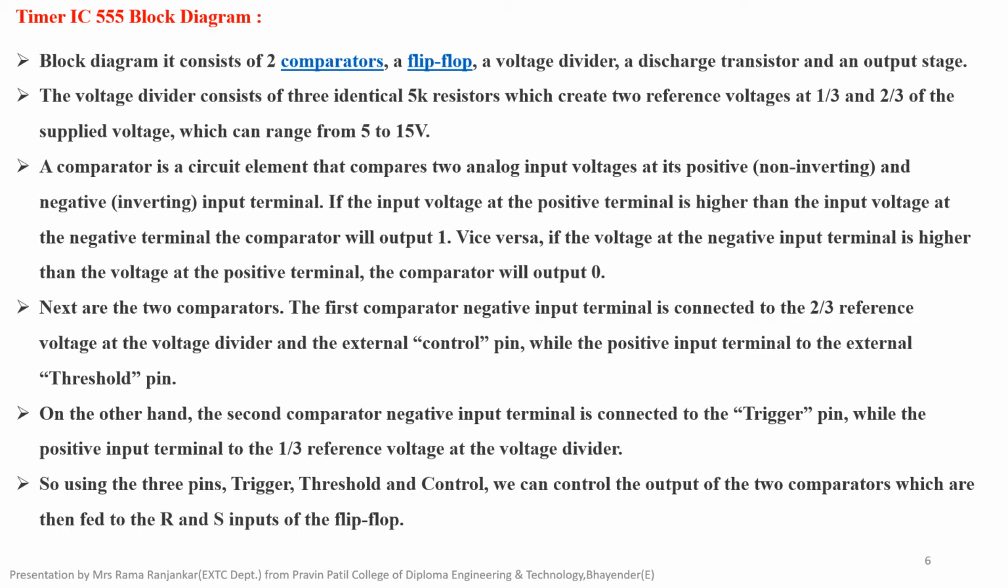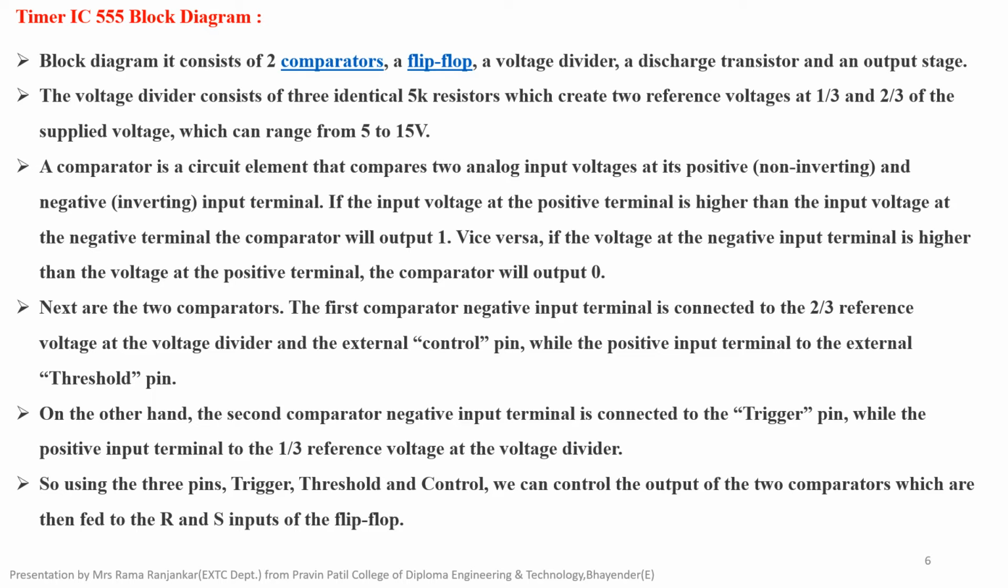A comparator is a circuit element that compares 2 analog input voltages at its positive and negative input terminals. If the input voltage at the positive terminal is higher than the input voltage at the negative terminal, the comparator output will be 1. If the voltage at the negative input terminal is higher than the voltage at the positive, then the comparator output will be 0. Next are the 2 comparators.